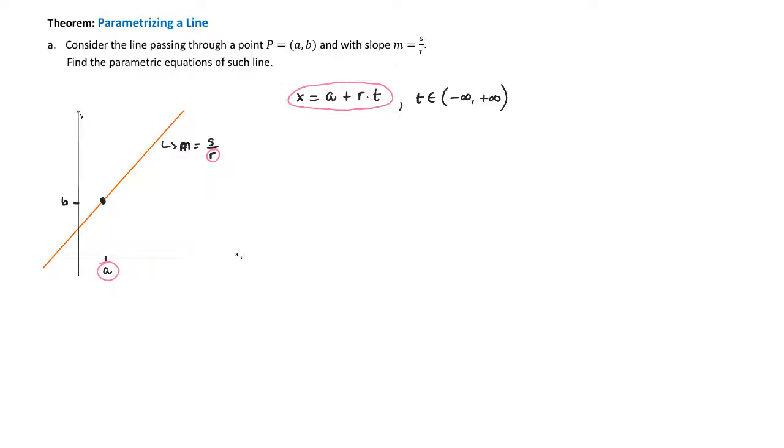And I'm hoping that you are not finding this strange. We can perfectly let x equals a plus rt. In the traditional sense, this is a great way to parameterize this line. I know that it seems weird, but it is perfectly fine.